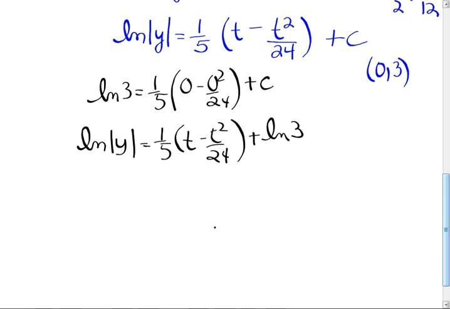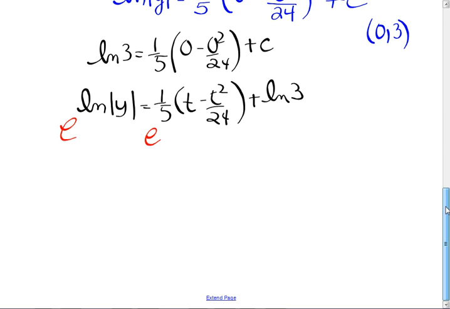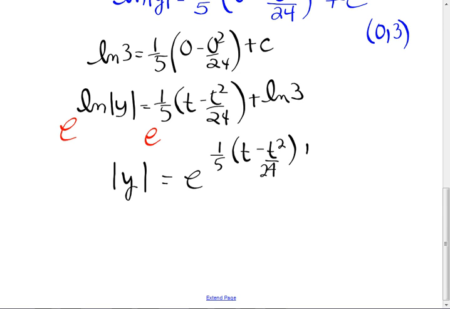Now what? Exponentiate both sides. Thank you for saying it. It's not terms, it's sides. So what's the left side? Absolute value of y. I have a feeling I don't need the absolute value, but I'm going to use it. It's e to the 1/5 this thing plus the log of 3. Can I bring the log of 3 down?